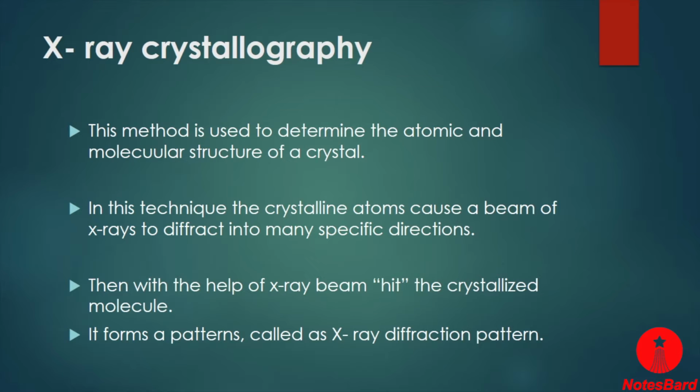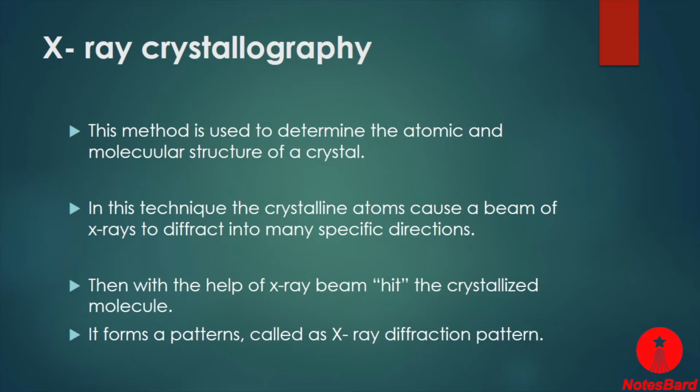Now let's understand some characteristic features of X-ray crystallography. It is a technique used for determining the atomic or molecular structure of a particular crystal. For using X-ray crystallography, the matter should be in the form of a crystal, so it is crystallized by using different methods. In this technique, the crystalline atoms cause a beam of X-rays to diffract into many specific directions, and then the structure of the crystal is determined by the use of these X-rays.